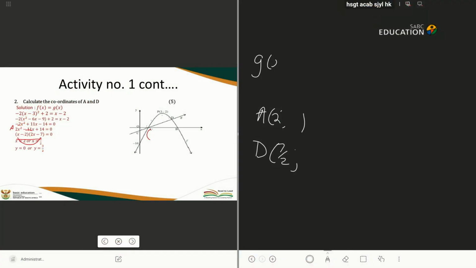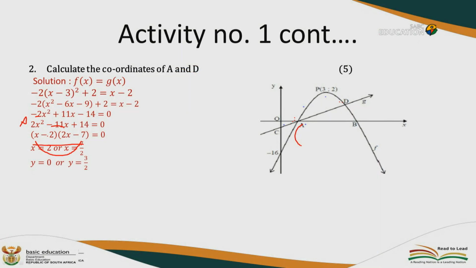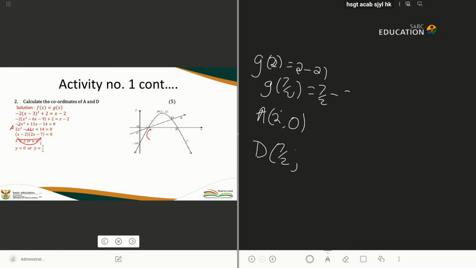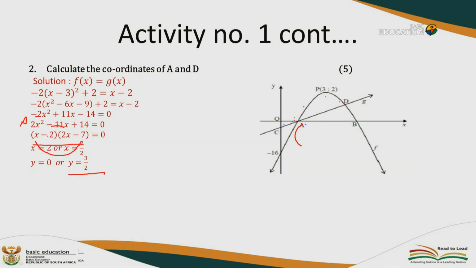So when you substitute this, g at 2 is equal to 2 minus 2. So it means for point A, you are going to have 2 and 0. And then when you substitute the 7 over 2 into g at 7 over 2, it's 7 over 2 minus 2. You can also substitute into your quadratic, but it's easier when you substitute into the straight line since it's in a standard form. It's easy for us to get the y value. So our y value will be 3 over 2.